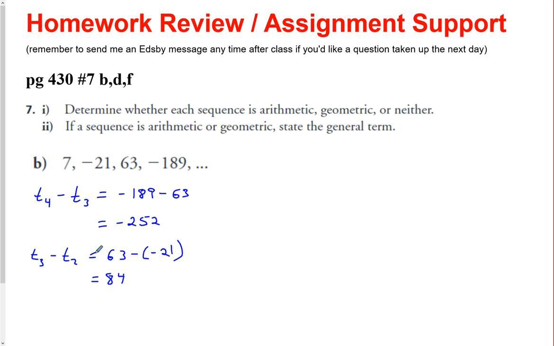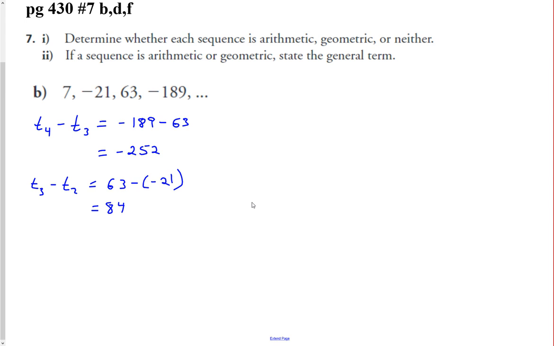So I noticed that there's no common difference. There's differences between the terms, but it's not common. It's not the same for each of them. So that's my problem. I know it's not arithmetic. So I'm going to say here, no common difference, therefore not arithmetic. And you could probably tell that just by looking at it, but I wanted to make this nice and clear.